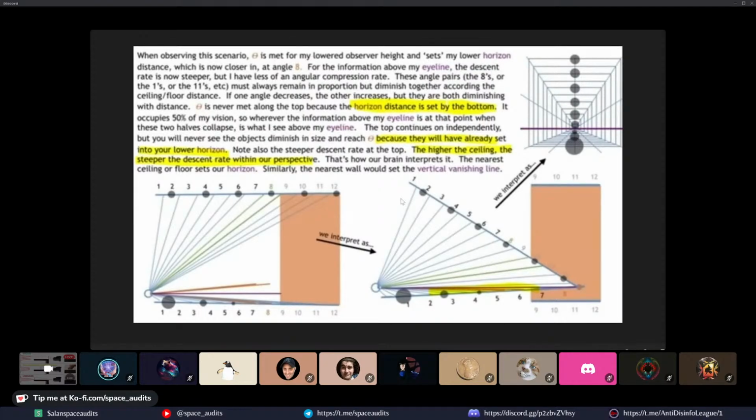The higher the ceiling, the steeper the descent rate within our perspective. So this is how the brain interprets it. If you look at this one right here, this is what we're talking about. It's essentially why things disappear bottom up. You have the Rayleigh criterion for what can be resolved, and then you have the disappearance of your angular resolution limit right about here, and this is how we interpret it, right?